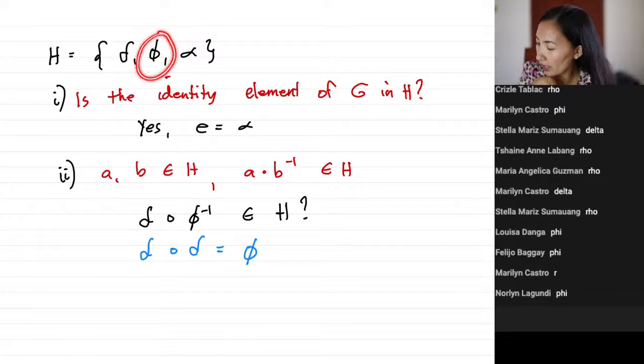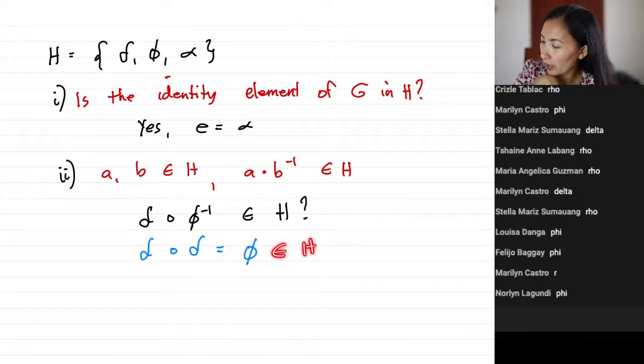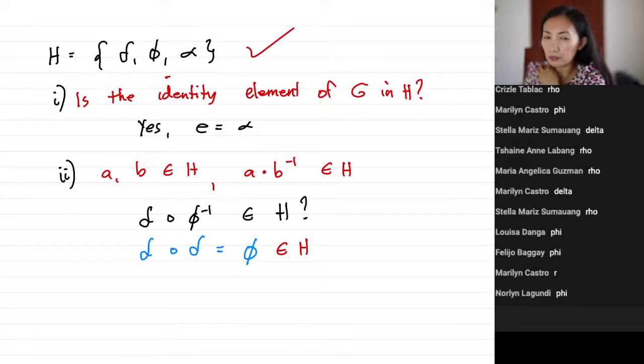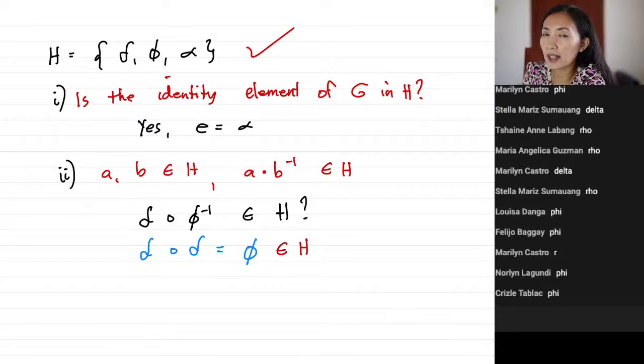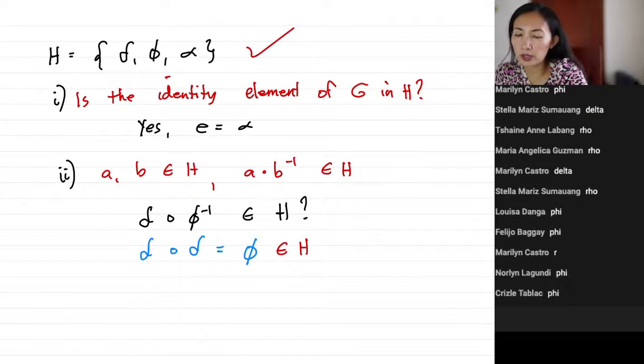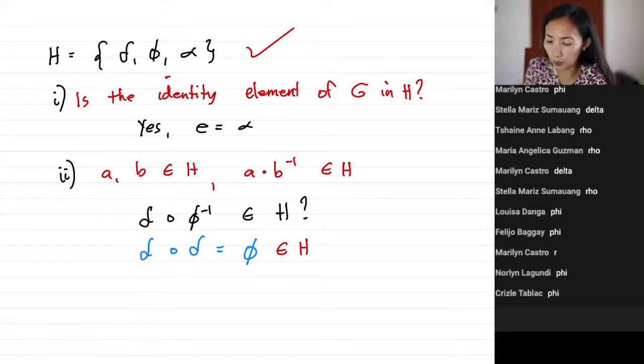The answer here is in fact phi, which is found in the subgroup. It's here. It's an element of H. Therefore, this is a subgroup. So, it satisfies the two conditions. You take any two elements of H, and they should satisfy the condition: A times the inverse of the second is in H. And that's it. Are there questions at this point? I hope I answered your question on how to form the subgroup.